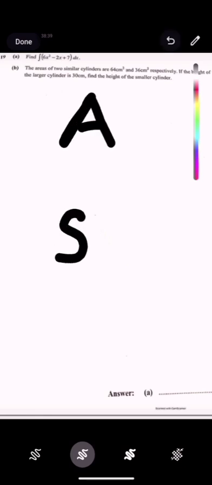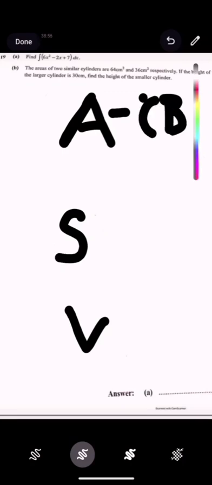Okay, let me see. So for those in my class, you know the simple analogy that I give. There are 3 things we deal with when it comes to similarity. There are similar areas, there are similar sides. Sides include height, radius, diameters, length, breadth, width. And there are similar volumes. So I always say you can think of areas as Copperbelt, CB. You can think of sides as Lusaka.